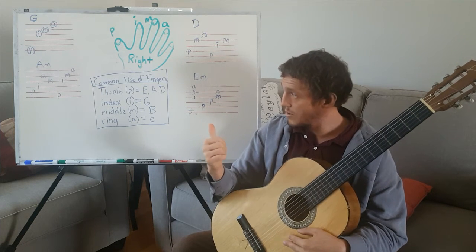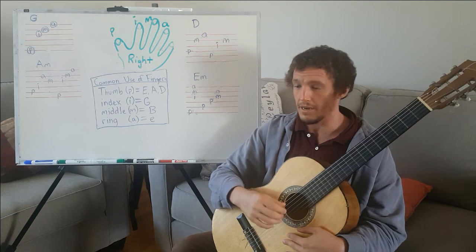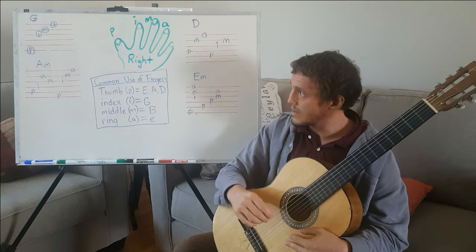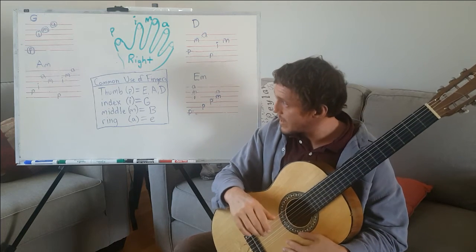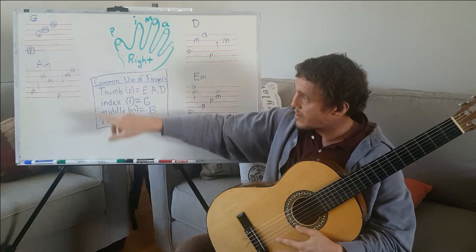So these rest strokes in the thumb help you develop stability and get a feel for your right hand in the beginning. It's good to have some rest strokes for at least the thumb. Rest strokes in the other fingers can wait for another video.